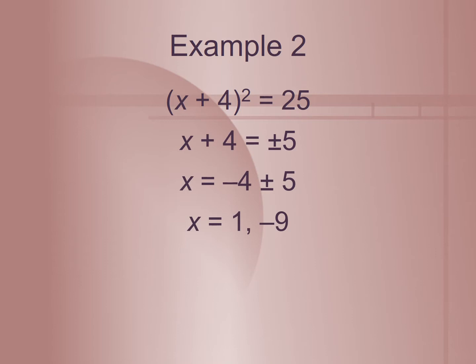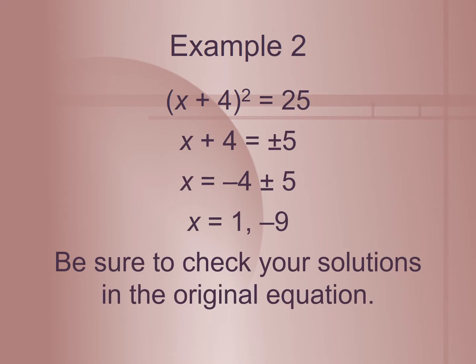Just make sure that you check your answers. If we were to plug in 1, we would have 1 plus 4, which is 5. 5 squared is 25. If we were to plug in negative 9, negative 9 plus 4 is negative 5, and negative 5 squared is 25. So both of our solutions check.